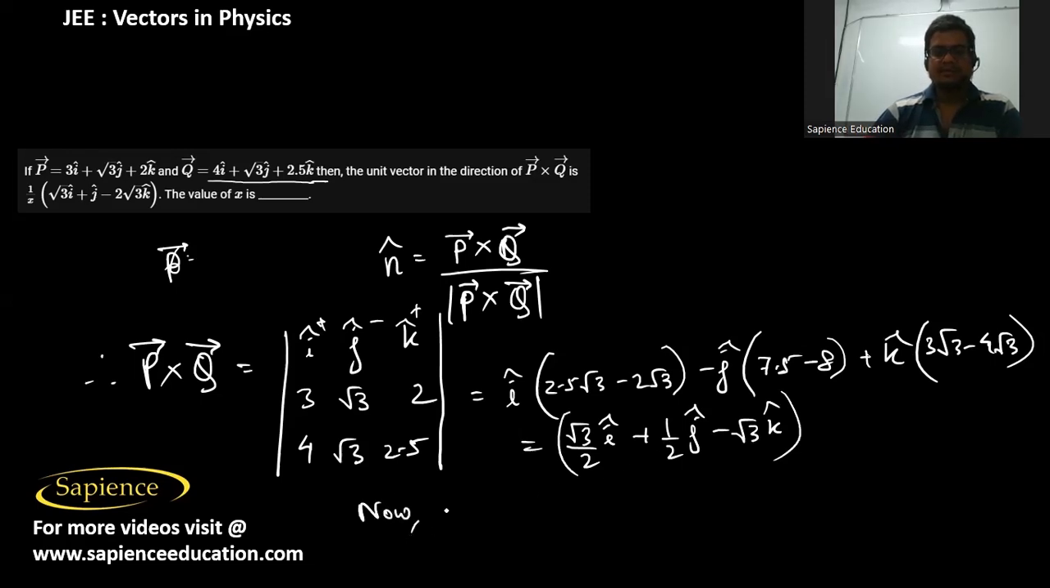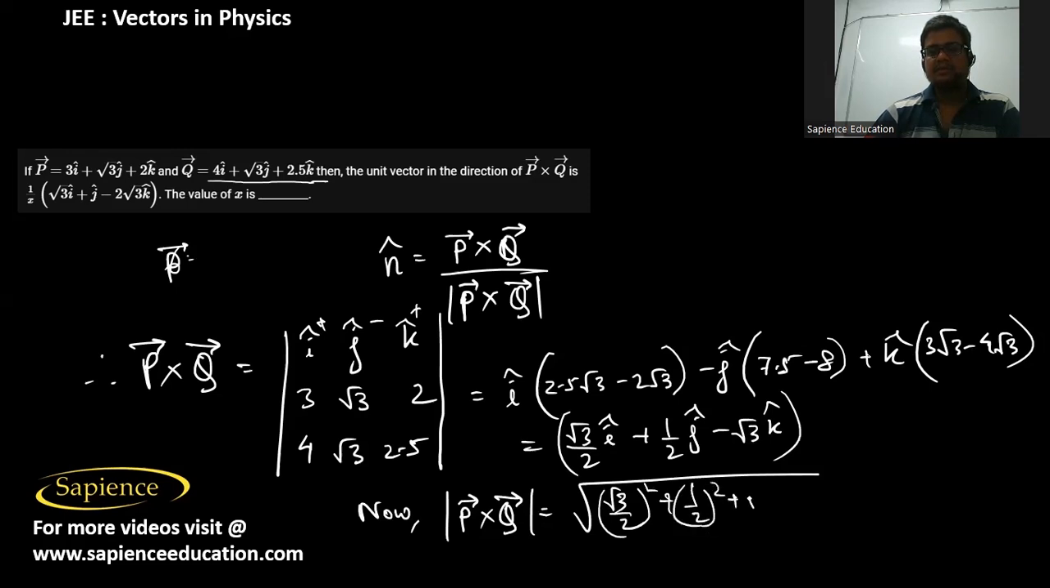So this is p cross q. Now the magnitude of p cross q we have to find. Magnitude of p cross q will be square root of root 3 by 2 whole square plus half square plus root 3 whole square. So this will be square root of 3 by 4 plus 1 by 4 plus 3. So 3 by 4 plus 1 by 4 is 1, 1 plus 3 is 4. So root 4 is equal to 2.